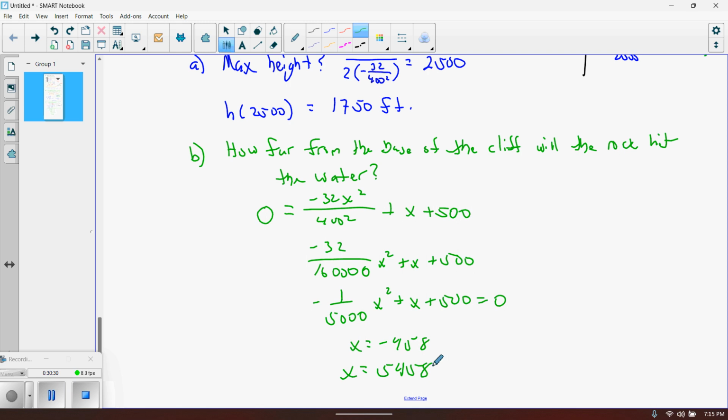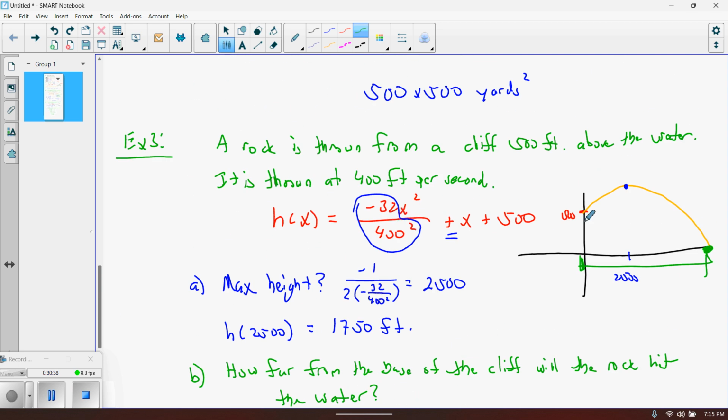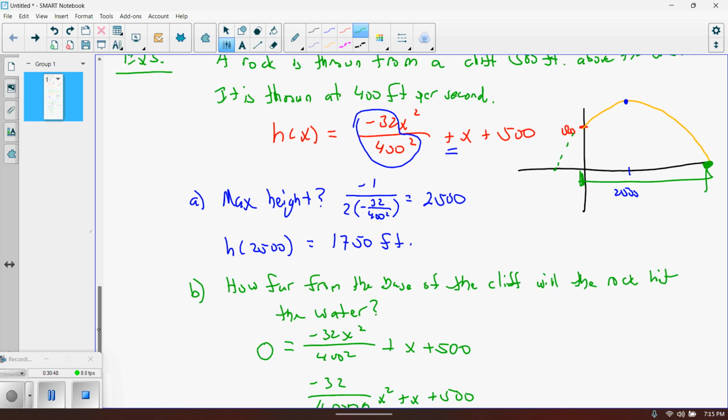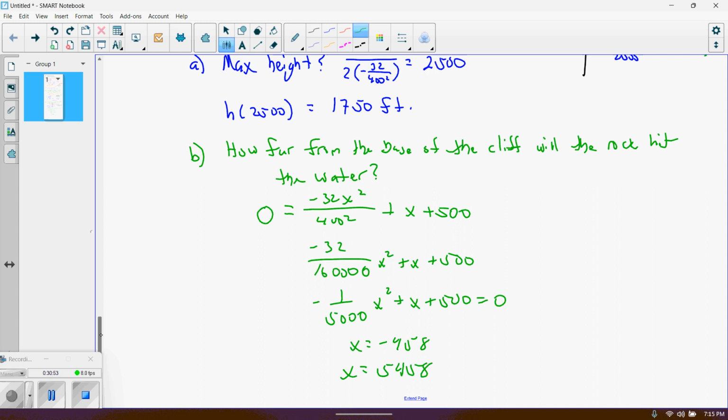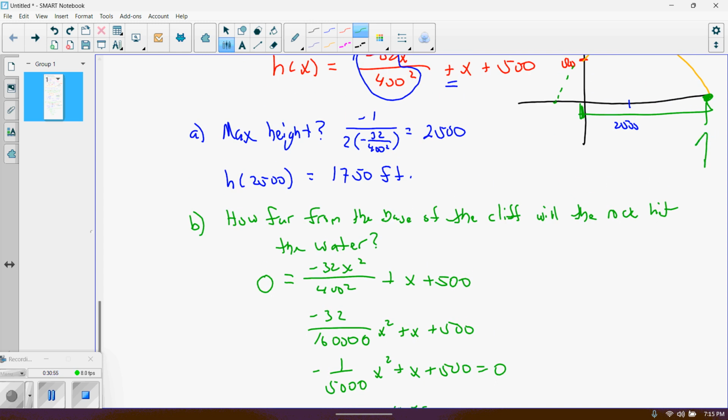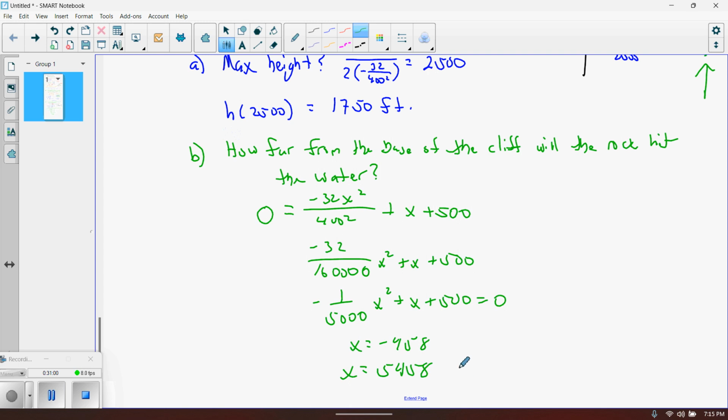That is solving the quadratic. The negative 458 makes no sense because that is literally back here. So, oops, sorry. That is literally back here somewhere when that thing would have hit. So that makes no sense because that's like throwing the rock down and backwards from a cliff. It just doesn't make any sense. So the value that we're actually going to get here of 5,458, that's that value right there. That's the distance. So that one, and that would have been in feet, is your distance.